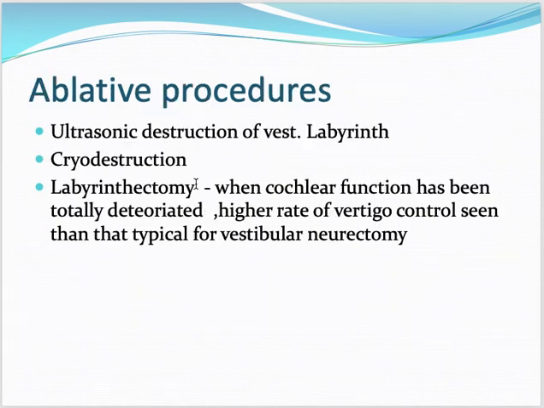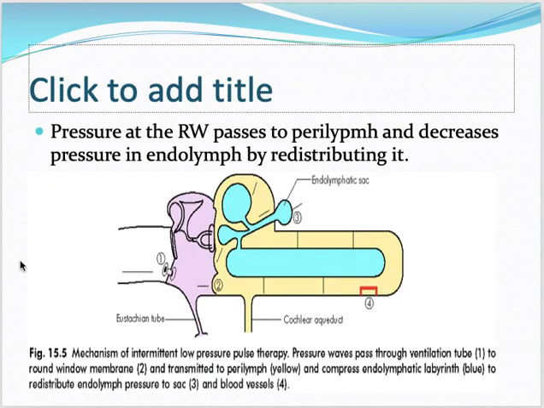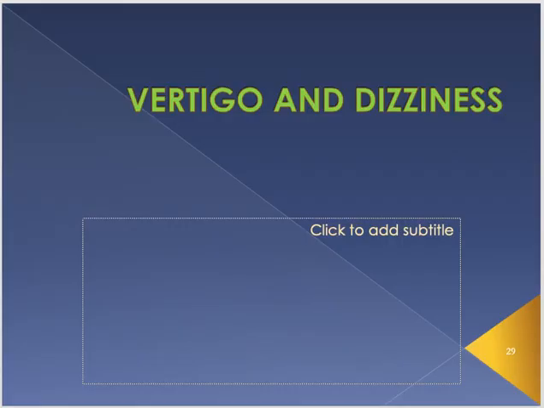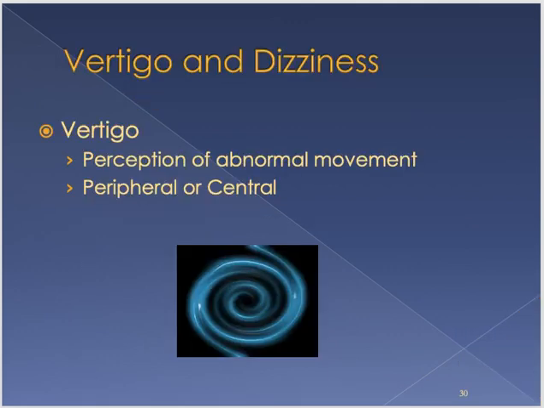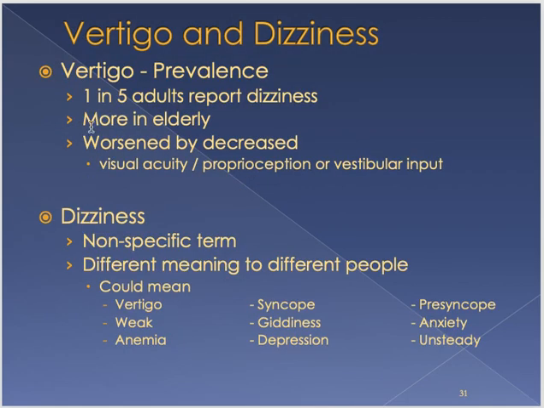So guys, the last thing which we are going to discuss today is vertigo and dizziness. What is vertigo? Perception of abnormal movement. It could be peripheral or central. Remember, in real practice, when a patient comes to the doctor and says, doctor, I feel dizzy, or I have vertigo, or I feel like I am going to fall off, or things are revolving around me, or I am revolving in the room, whatever is the case.